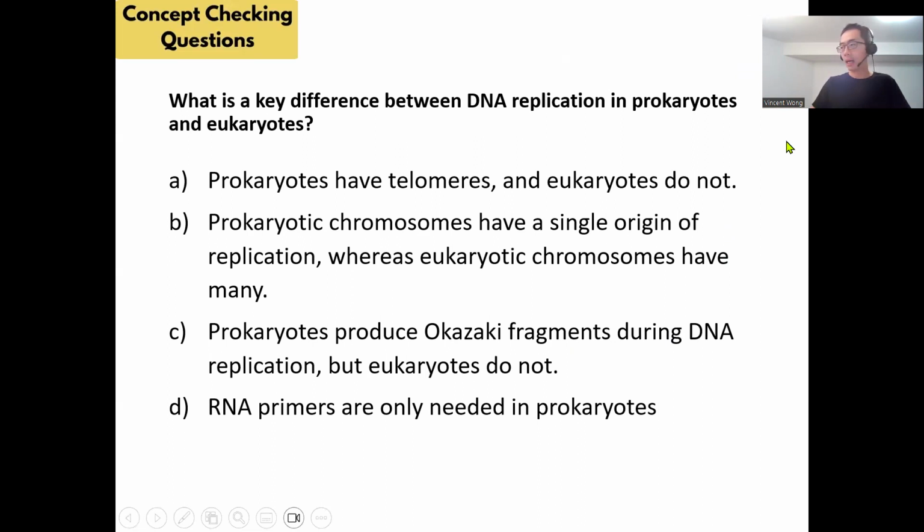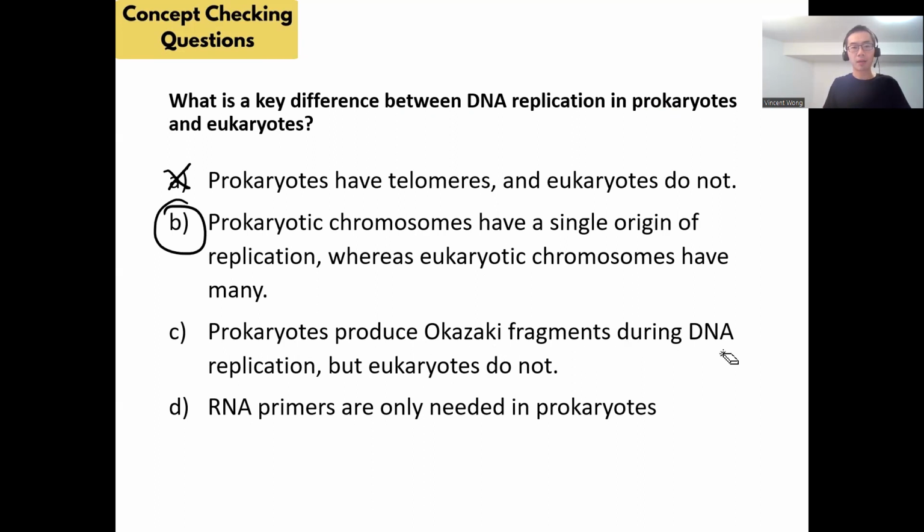All right. You know what? Judging from the lack of participation with the polls, I'm just going to do this with you. Okay. What is the key difference between DNA replication in prokaryotes and eukaryotes? So let's see. Prokaryotes have telomeres and eukaryotes do not. That actually is false. It is the other way around. The eukaryotes, we are the ones who need the telomeres because we don't have circular DNA, right? Prokaryotic chromosomes have a single origin of replication, whereas eukaryotic chromosomes have many. That's correct.